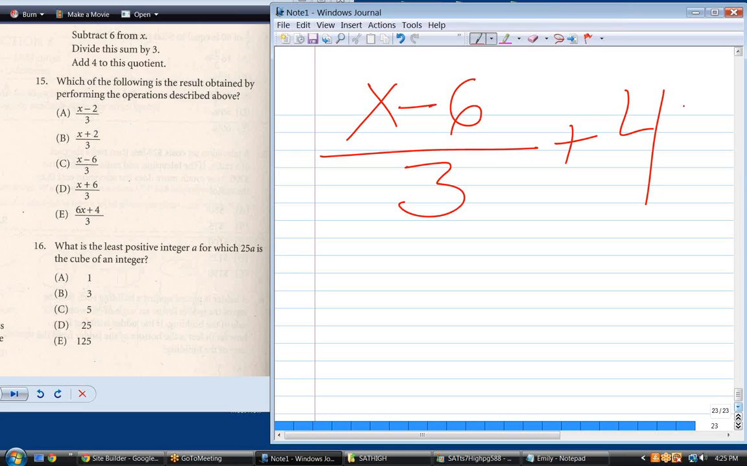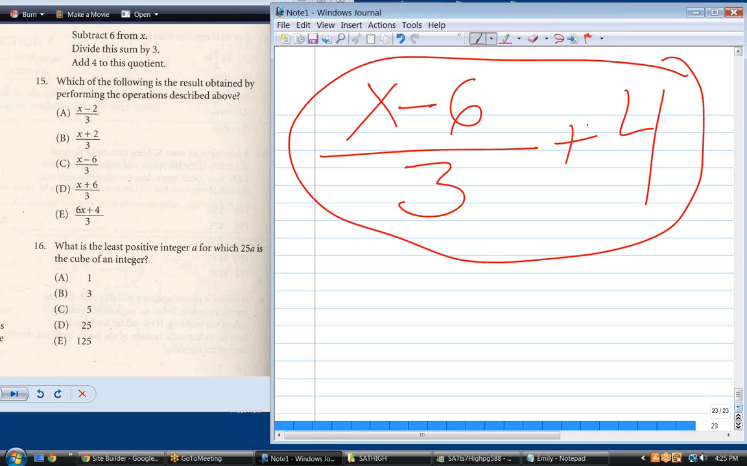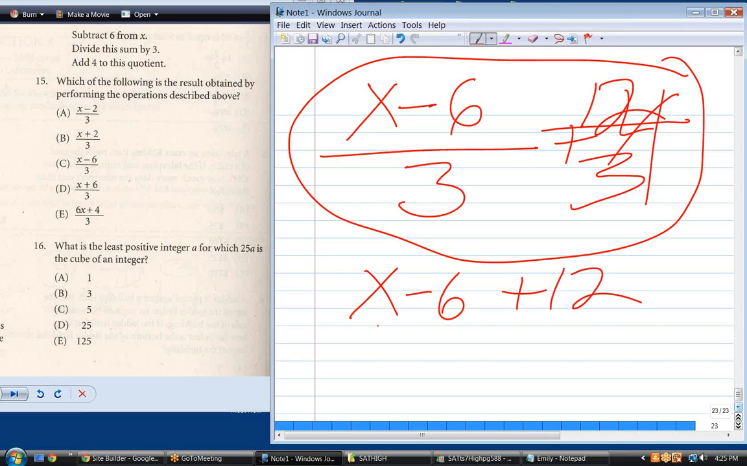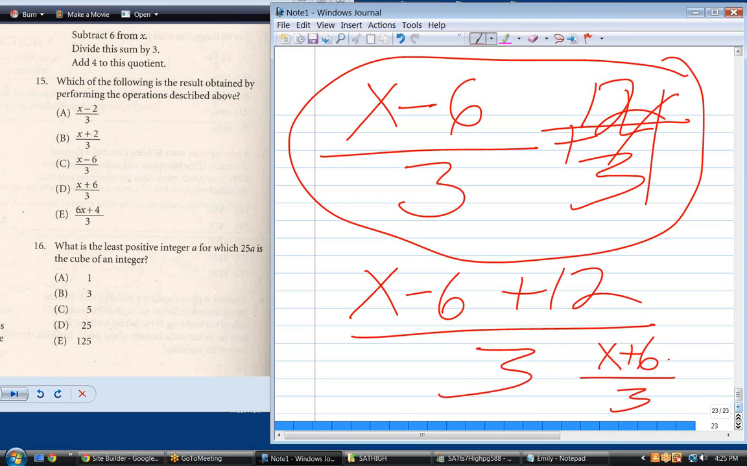Not A. Solve that. Find a common denominator. Oh, I lied. I'm sorry. It's B. C? B. Okay. Solve this, finding a common denominator. In other words, how many thirds is 4? It's 12 thirds. So now the problem becomes x minus 6 plus 12 over 3, or x plus 6 over 3. D.